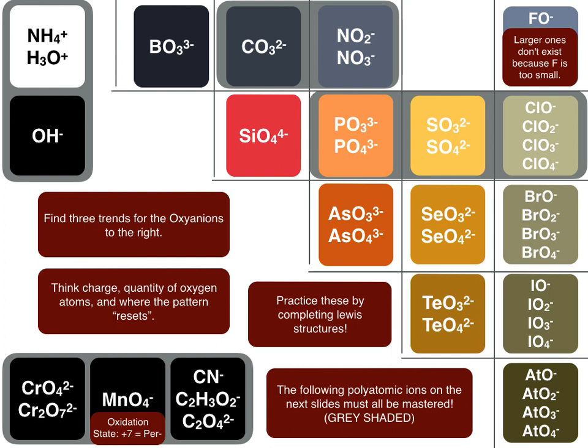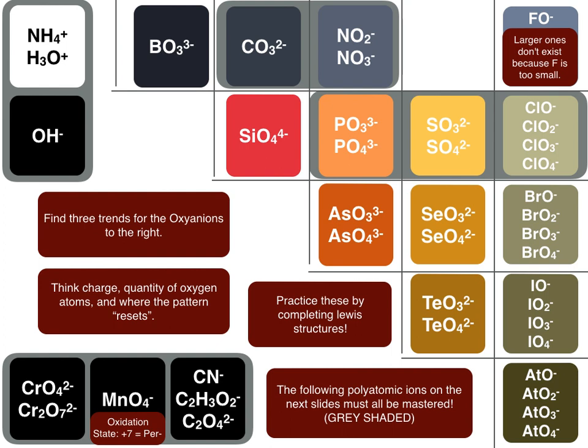Finally, since group 17 has 4 possible ions, we extend the convention. The really smaller one gets a prefix of hypo, or under, and the really larger gets the prefix per, as in derived from. So for chlorine, we have hypochlorite, that's ClO minus, chlorite, ClO2 minus, chlorate, ClO3 minus, and perchlorate, ClO4 minus.